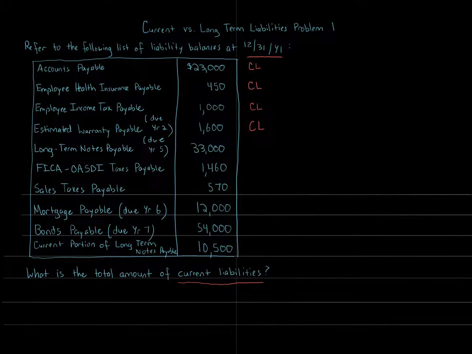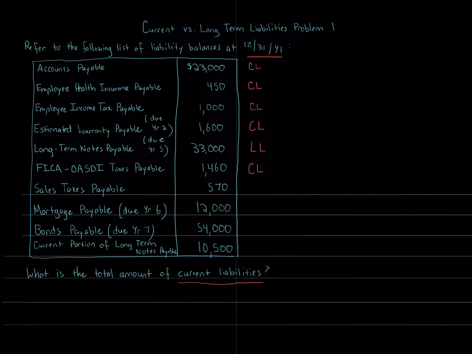Next, long-term notes payable due year 5 is going to be a long-term liability, so LL. The idea there is that it's due in year 5. You'll see later on it tells us the current portion, because on the balance sheet we break it up. Next, FICA, OASDI taxes payable. These are the employment taxes; you've got income taxes, and these are the employment tax items. This is going to be a current liability. Again, unless you're told otherwise, payables are going to be current liabilities, with the exception of notes payable, which you have to look into.